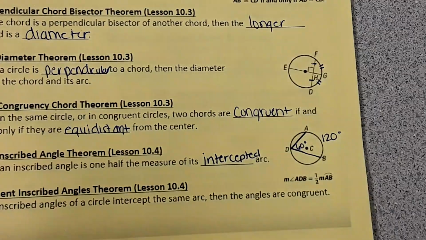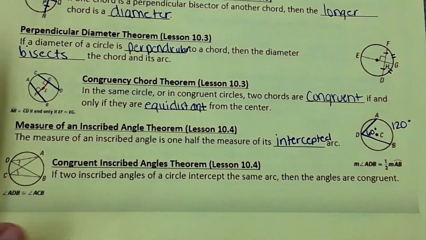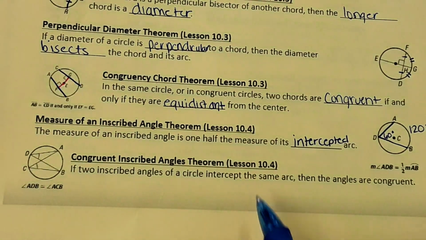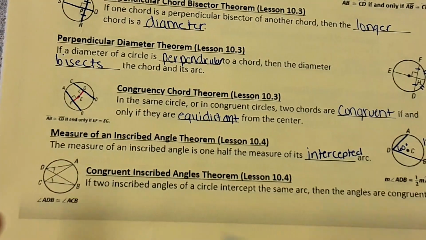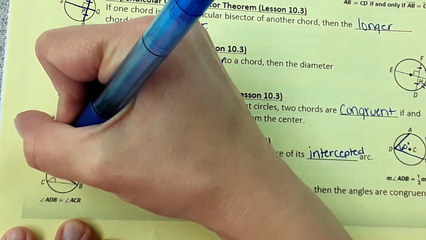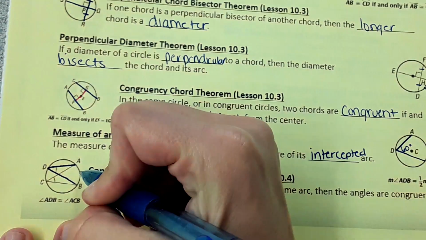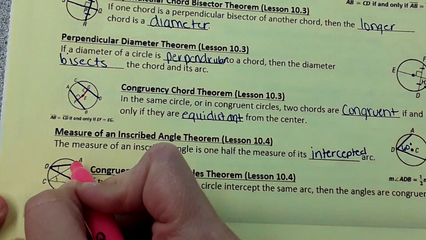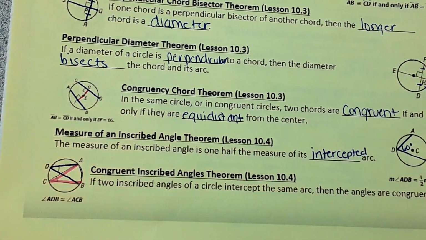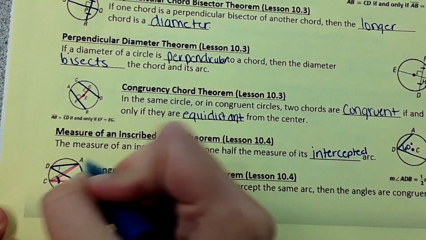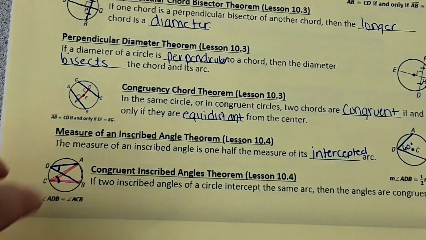Okay, and then we're going to move on down to the next one, the congruent inscribed angles theorem. If two inscribed angles of a circle intercept the same arc, then the angles are congruent. So here it may look like there's two triangles, and there are, but what we're really looking at is the angles. There is an angle right here, and its intercepted arc is this right here. And then there is another angle right here with the same intercepted arc. When that happens, the angle measures are exactly the same. So this angle measure is the same measure as this one here.